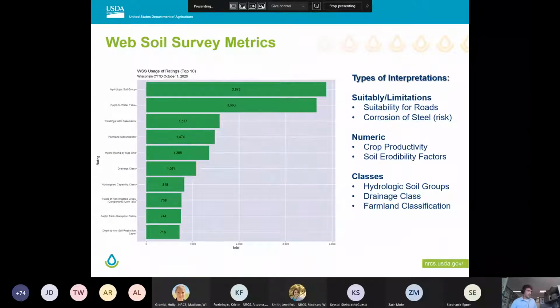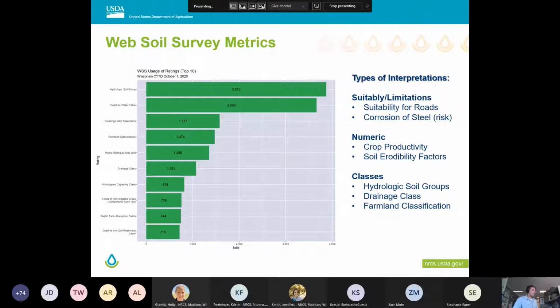So what's really cool is I can look into our database and see what most people using Web Soil Survey are clicking on. What are the most popular interpretations? What are the most popular properties that people look at? And this graph shows you that list of the top 10 from last year. So right up at the top, the most commonly used interpretation from Web Soil Survey is hydrologic soil groups. And there's a reason for that. They're used for grass waterway designs and culvert designs.